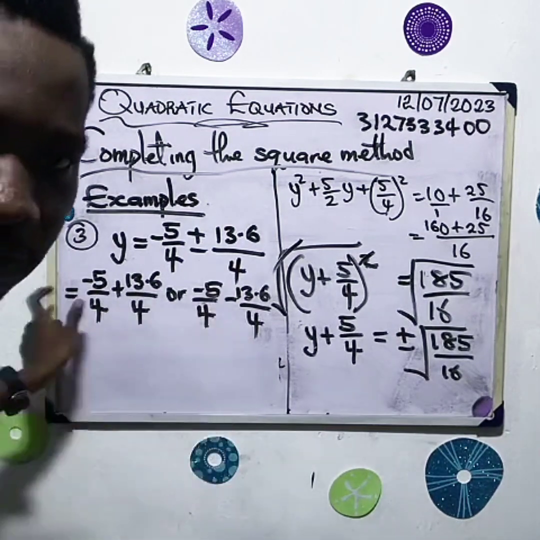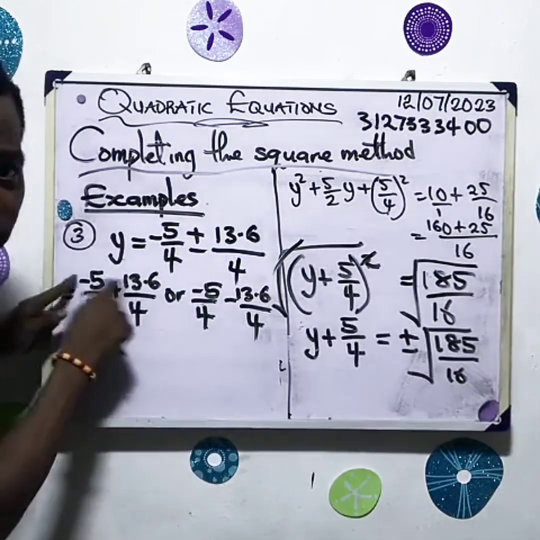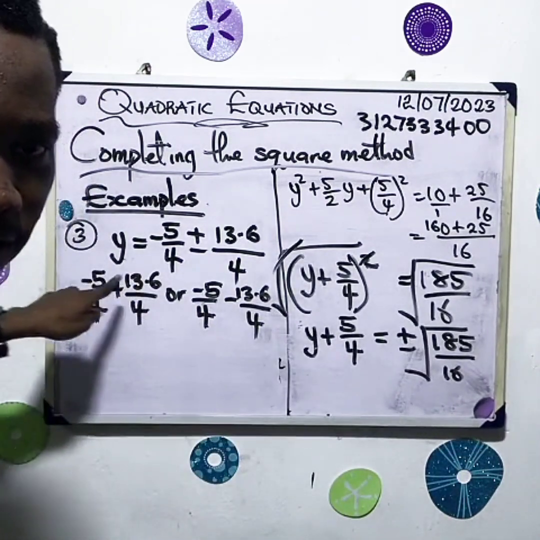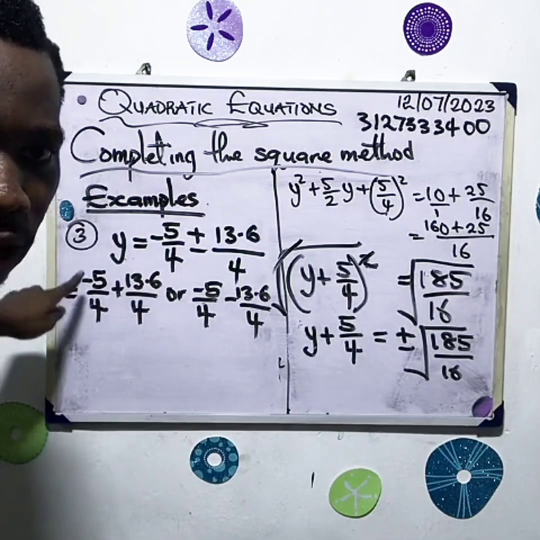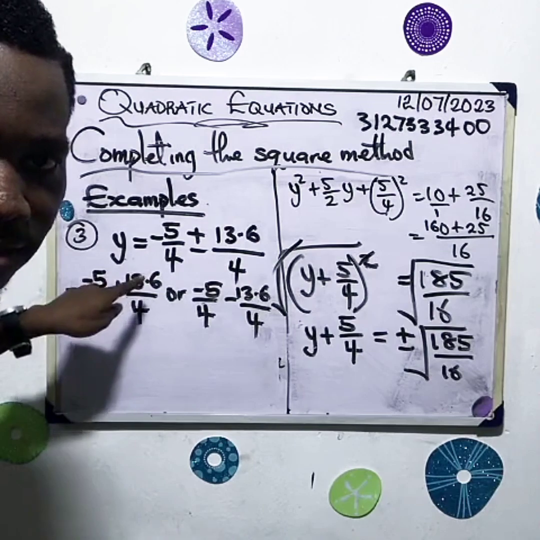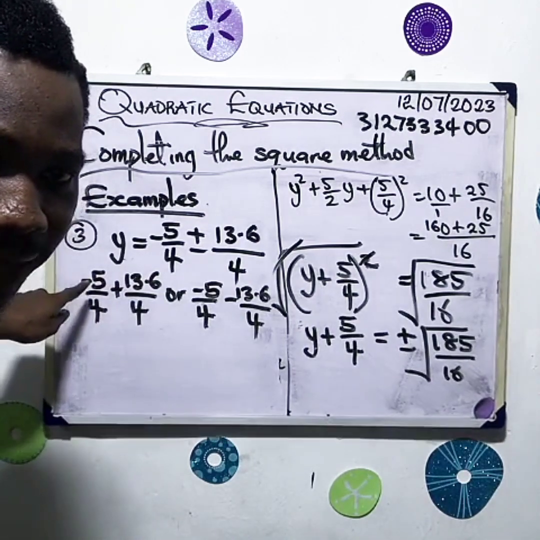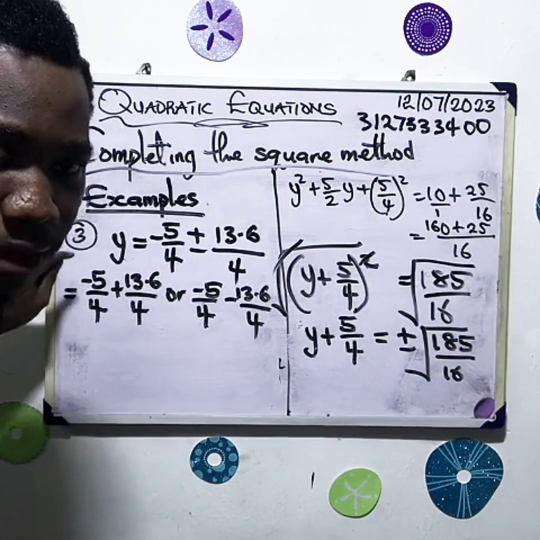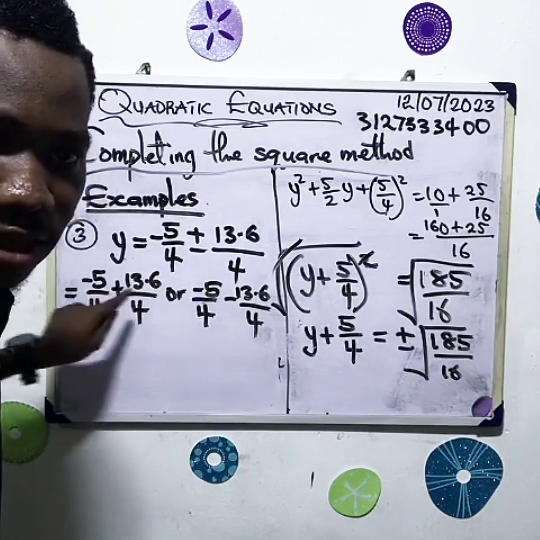Now let's solve them separately. Both of them have denominators of 4, so let's focus on the numerators. What is minus 5 plus 13.6? It says 8.6. Thank you. I am owing 5 and I have 13.6, so if I give out the 5 that I'm owing, I am left with 8.6. So minus 5 plus 13.6 is 8.6.